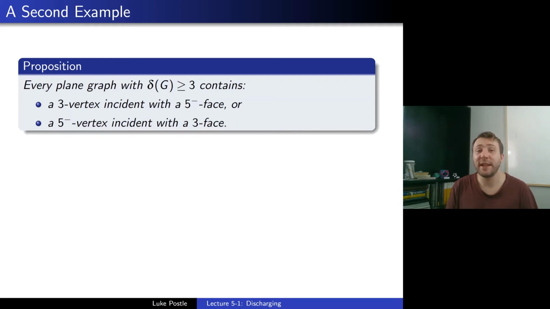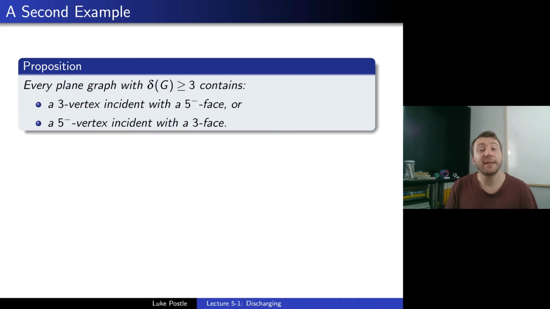Every plane graph with minimum degree 3 contains a 3 vertex incident with a 5 minus vertex face, or a 5 minus vertex is incident with a 3 face. So either you can find a 3 vertex incident with a triangle, 4 cycle or 5 cycle, or a 3, 4, 5 vertex that's incident with a triangle. So that's what we need to show. And here I wrote it like this so to show you the symmetry.